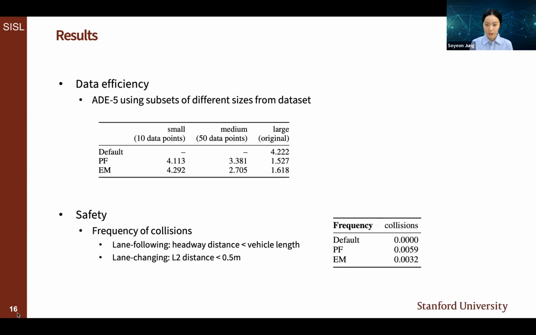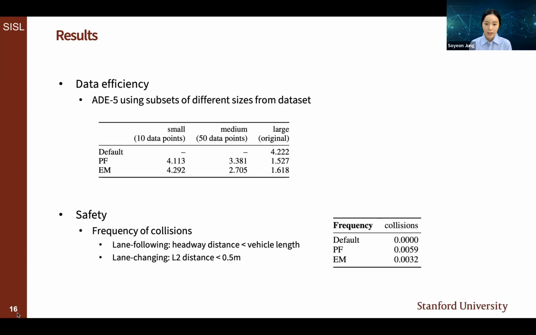Next, the data efficiency is evaluated by training the models using subsets of the data set with different sizes, and then measuring the average displacement error for 5-second duration. We can observe that using the small data set, both particle filtering and EM models perform as poorly as the default model. Using the medium data set, the performance of the EM improved more than the particle filtering model, indicating that the EM is more data efficient.